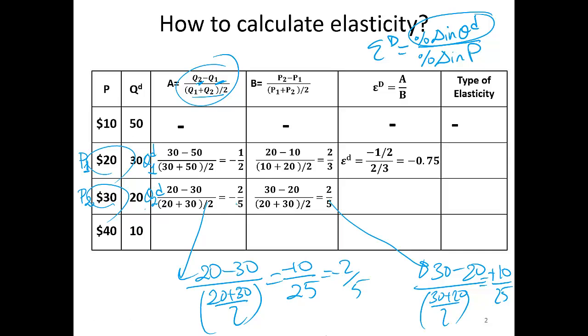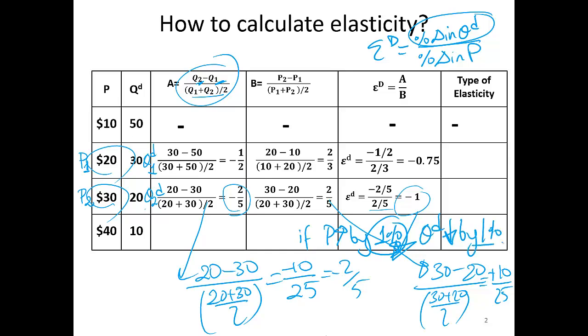So to find elasticity, divide percent change in quantity demanded, negative 2 over 5, by 2 over 5, and you get negative 1. Okay, so what this means is basically if price goes up by 1 percentage point, quantity demanded goes down by exactly 1 percentage point.